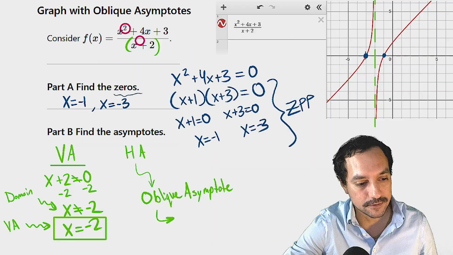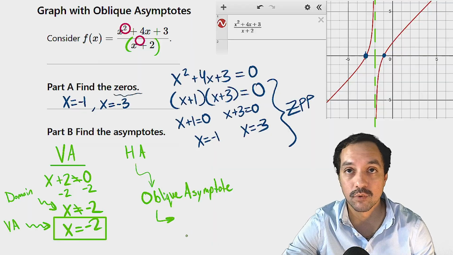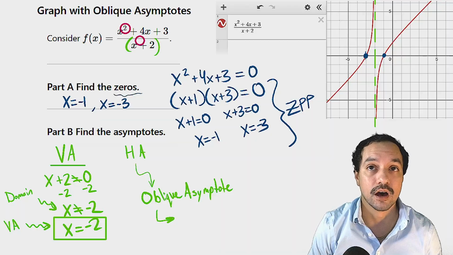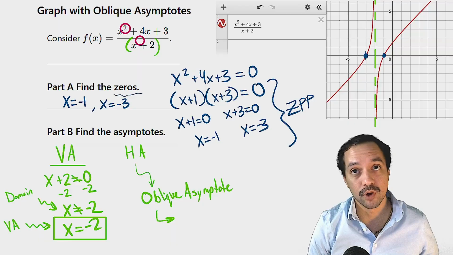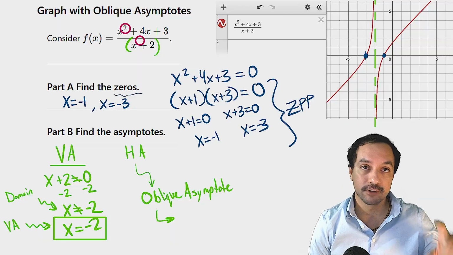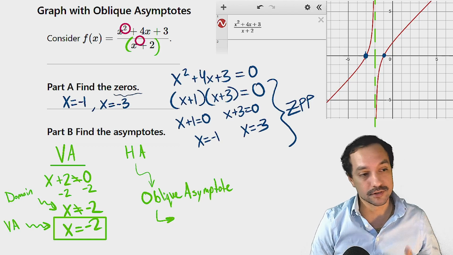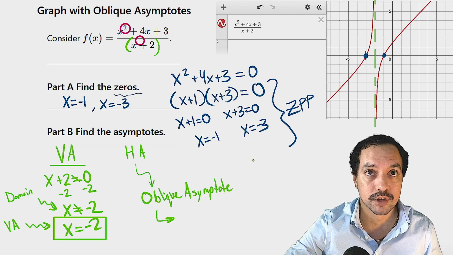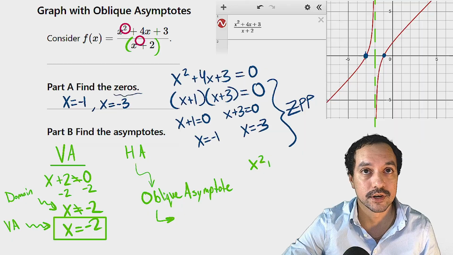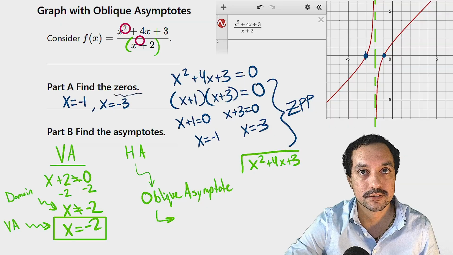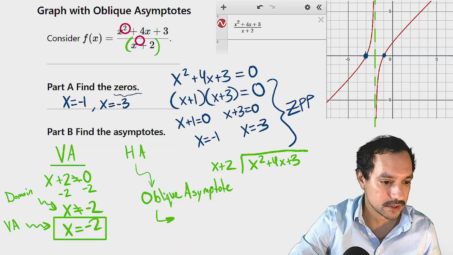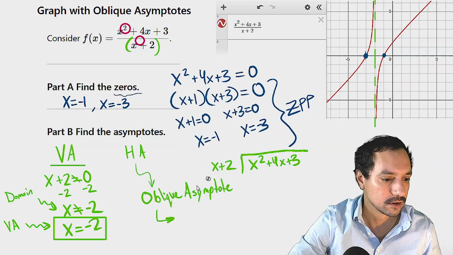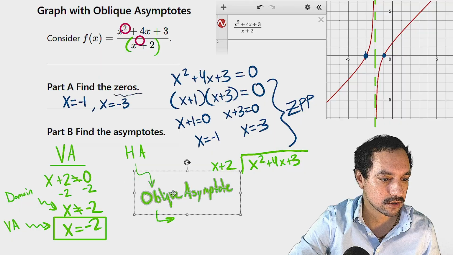So how do we find it? Well, to find it, what we want to do is find the quotient of the division. Don't worry about the remainder. You really just want the linear quotient from dividing the numerator and denominator. So I'll set that up with long division. x squared plus 4x plus 3, that's my dividend. My divisor, x plus 2. I'm going to have to make a little bit of space here. Let's just move this all the way over here.